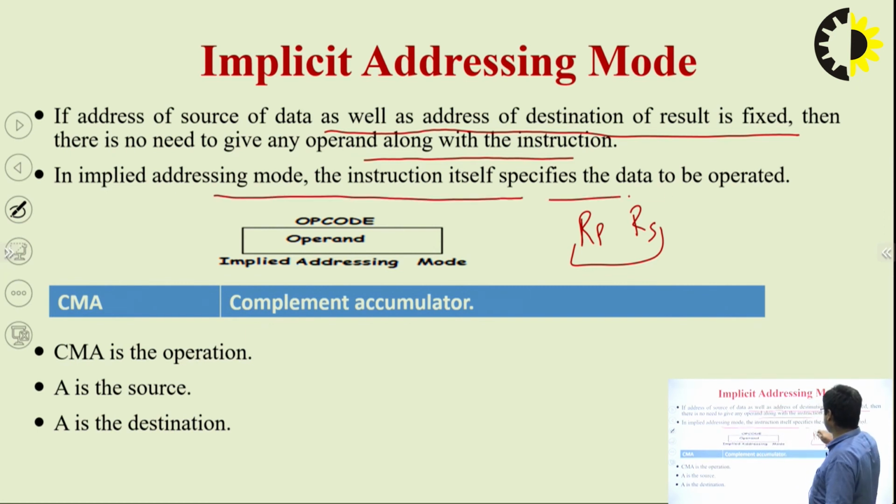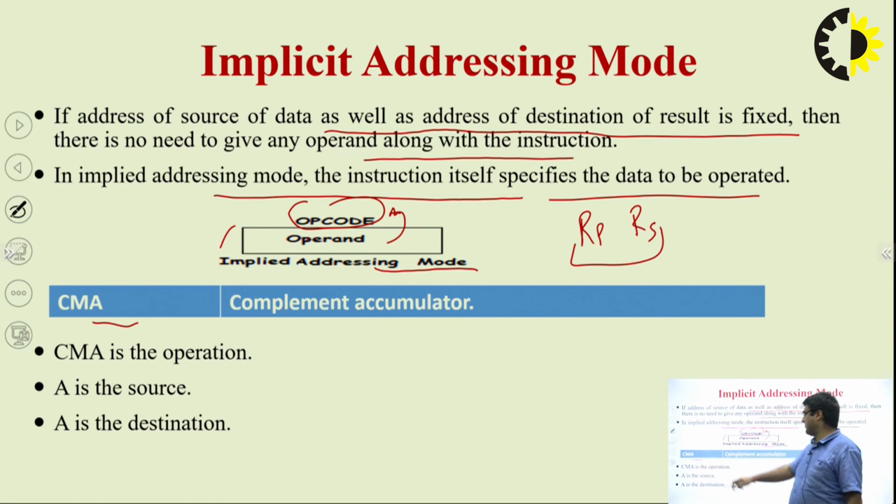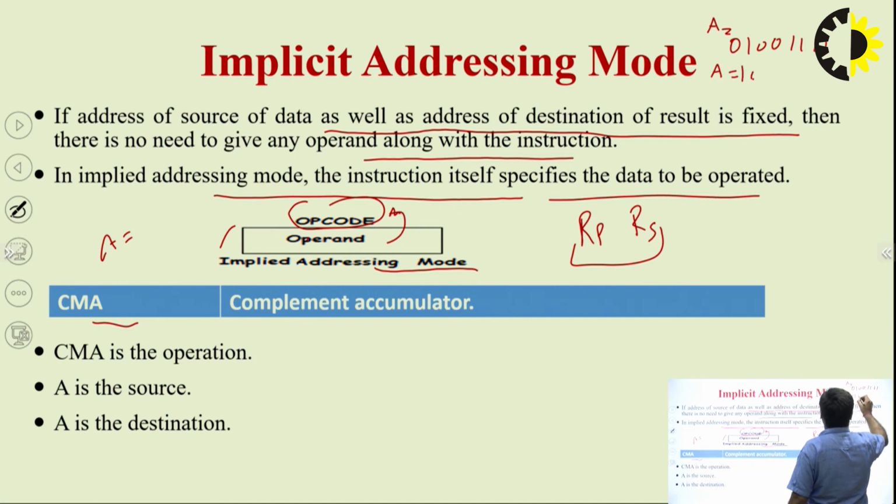The instruction itself specifies the data to be operated on. So this is the syntax here: these opcodes, and there is no operand. The operand is a part of the instruction itself. So this is the implied addressing mode. An example is CMA. CMA means complement accumulator. Whatever the contents of the accumulator are, for example 01001111, after executing this instruction it will complement, it will invert, so here 10110000. This is the source, this is the operation, this is the destination.